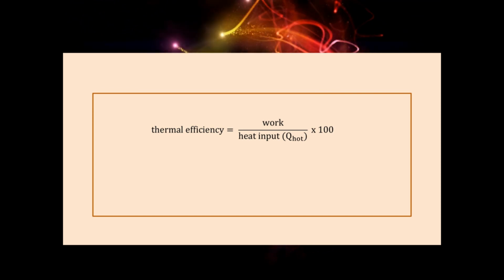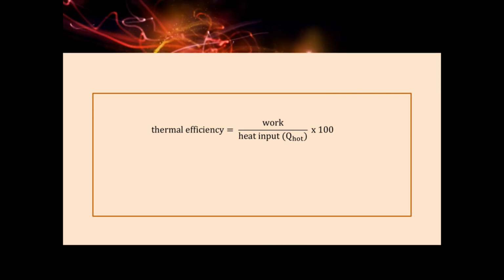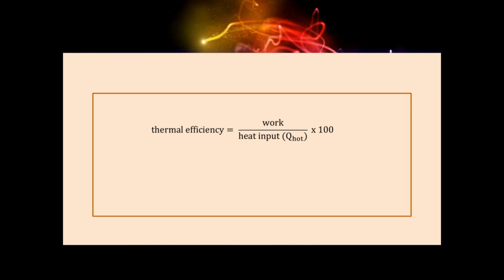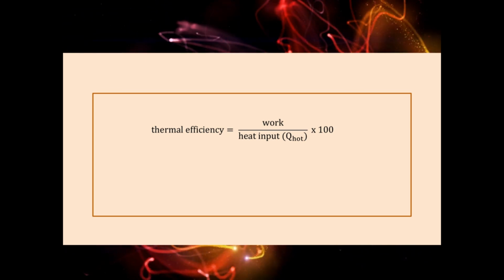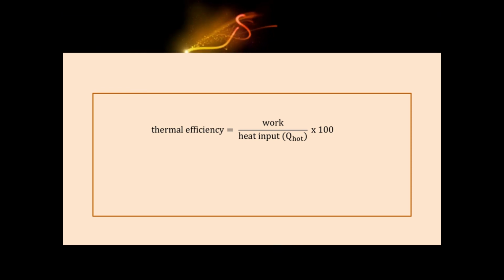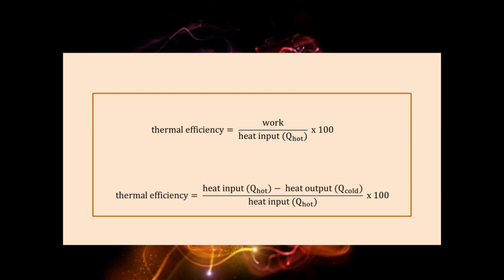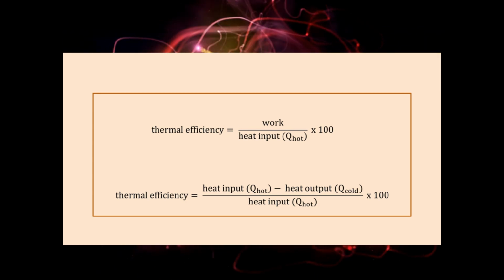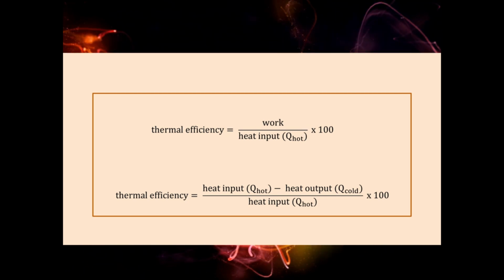Efficiency actually tells us how much of the input heat is converted to work. Thermal efficiency of a heat engine is defined as the ratio of the output work to the input energy, or in symbols, it is equal to work divided by heat input or Q hot times 100, since it is often stated as a percentage. And previously, we mentioned that work is equal to Q hot minus Q cold. So, thermal efficiency equals heat input or Q hot minus heat output divided by heat input times 100.